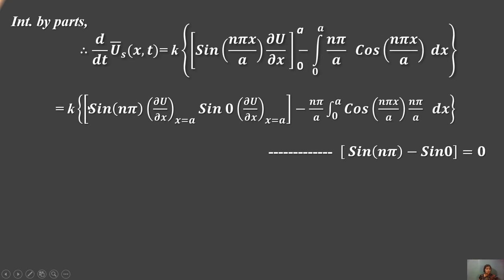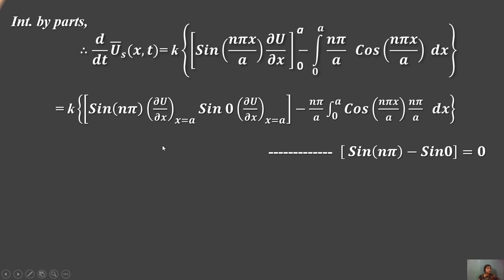Here k is a constant, and both values are evaluated from 0 to a: the terms sin(nπ) ∂u/∂x at x = a and sin(0) ∂u/∂x at x = 0, and in the other part nπ/a is common, with the integration from 0 to a of cos(nπx/a) dx. Given the condition, sin(nπ) − sin(0) = 0, but cos(nπ) − cos(0) is (−1)^n − 1. When n = 1, 2, 3, the values rotate between quadrants, and they come out as zero.